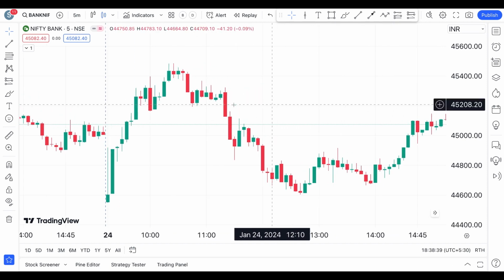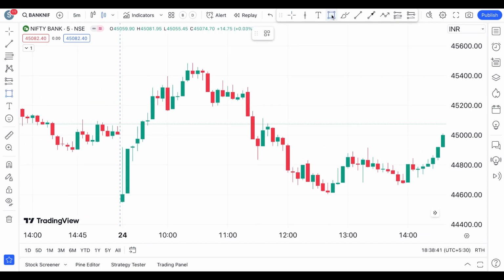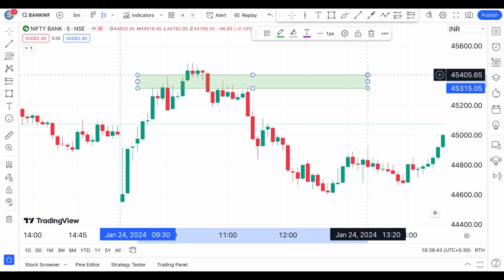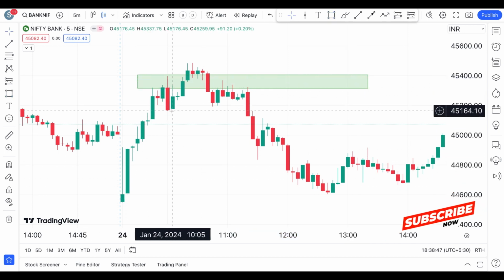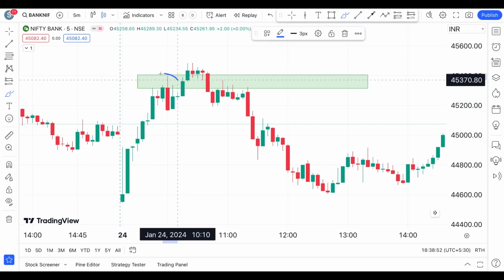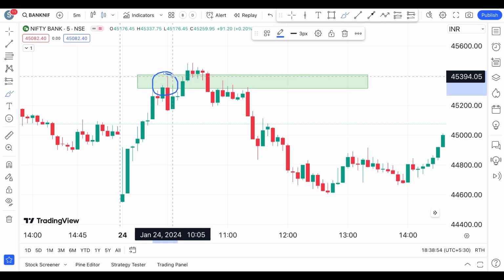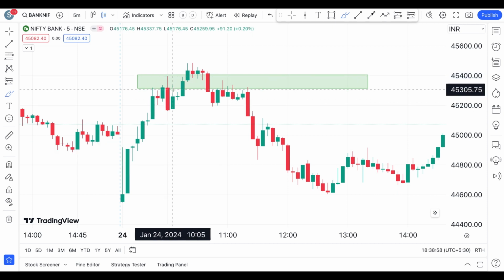If you are a regular viewer, you know that the first thing you have to do is mark your swing high and swing low. After the market opening, it has risen sharply from here, and here it has seen a pullback. So this becomes a swing high. And also these two candles, the 9:55 and the 10 o'clock candles put together, form a bearish engulfing pattern right there.